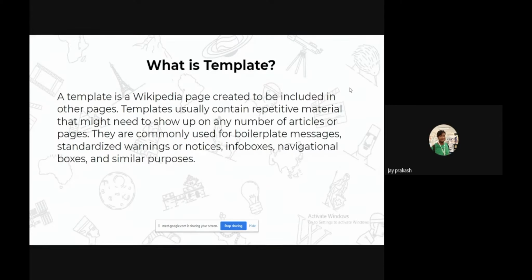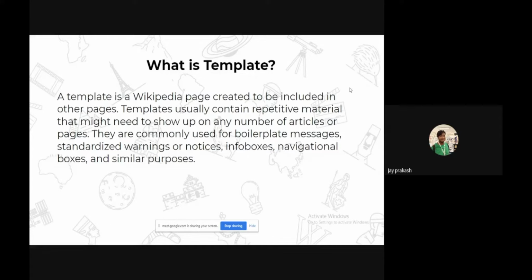So the first question will be, what are templates? A template is a Wikipedia page created to be included in other pages. A template is a special kind of page that is created for repetitive work, like when you have some repetition or you want to generate content dynamically. So for this purpose you will use templates.